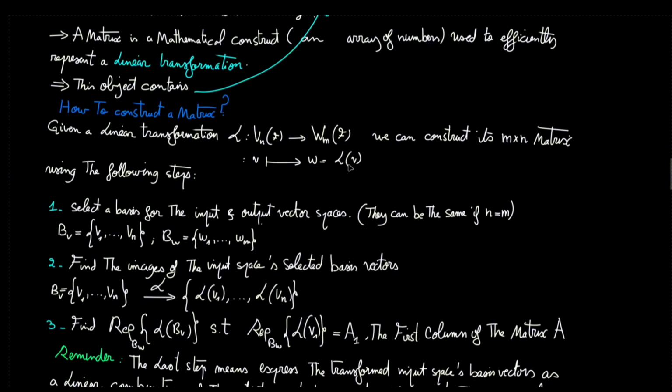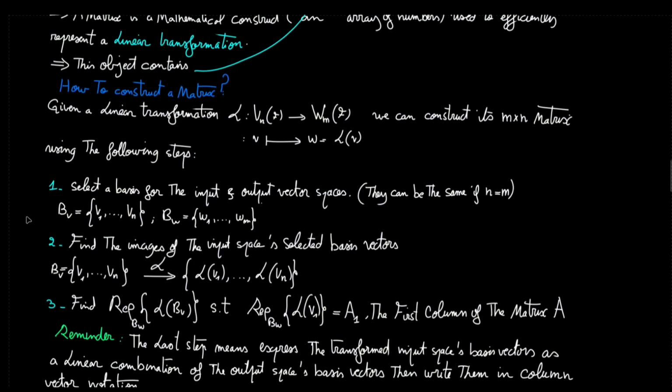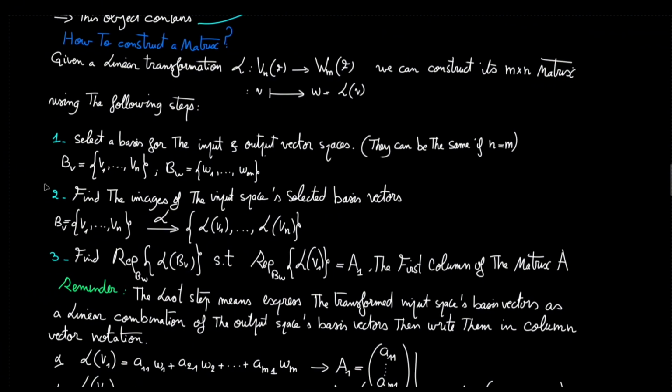Okay, so it takes in vector V, spits out W. So first, select the basis for both the input and output vector spaces. They can be the same if those vector spaces are the same. If not, then you have to choose different ones. And obviously, I recommend you choose the standard basis for both the input and output spaces. It's going to make your life way easier.